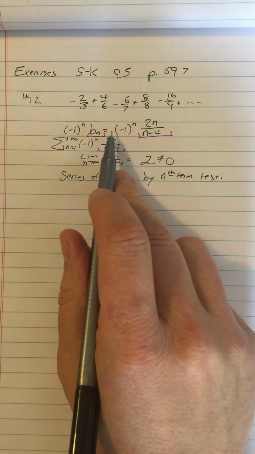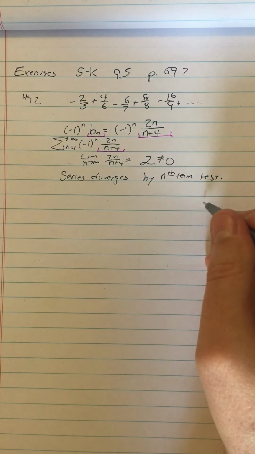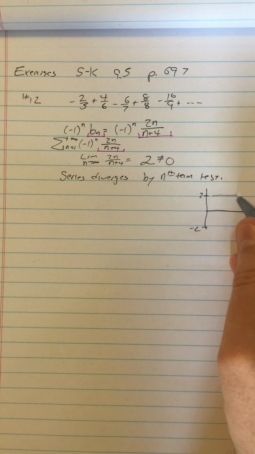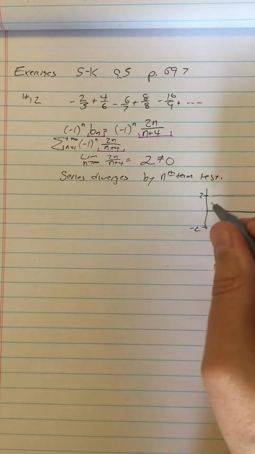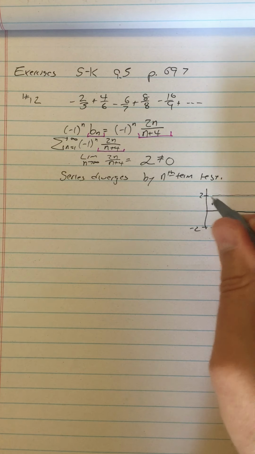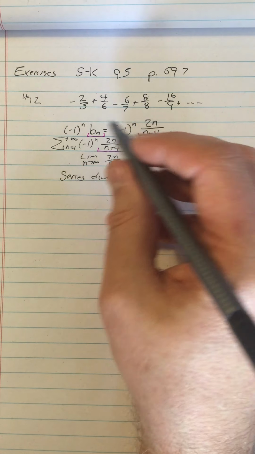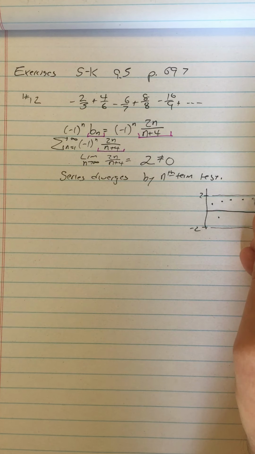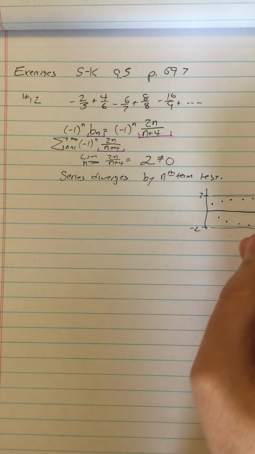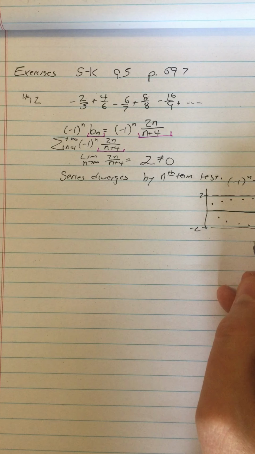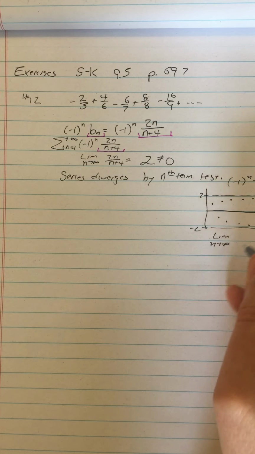What's really happening, if you look at the full set of terms, negative 1 to the n, 2n over n plus 4, is that you have 2 up here and negative 2 down here, and so these are sort of competing limits. All the positive ones are the odd ones, so they're going to positive 2, but the even ones are going to negative 2. So what's actually happening to negative 1 to the n times 2n over n plus 4 is that the limit does not exist. The limit as n approaches infinity of negative 1 to the n times 2n over n plus 4 does not exist.